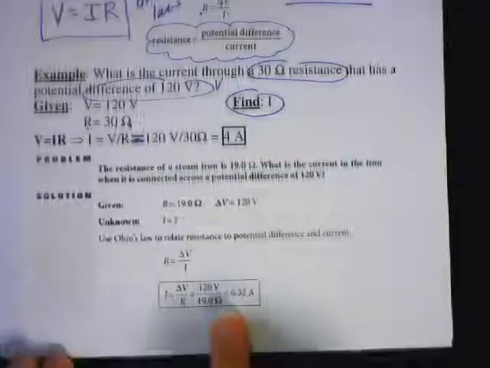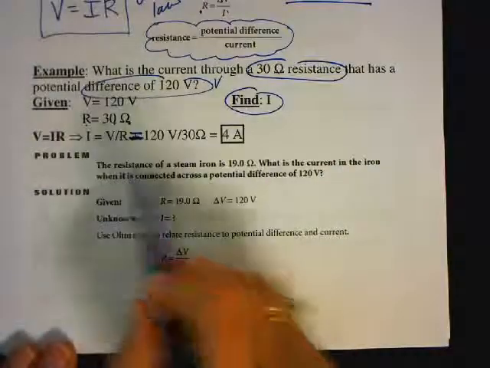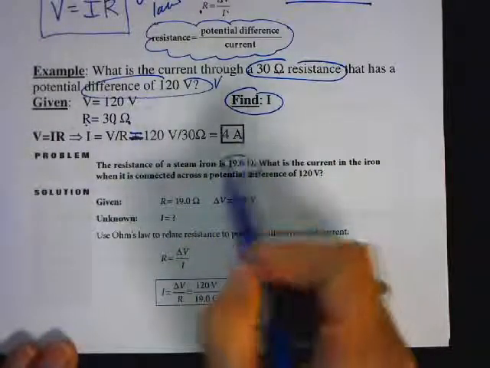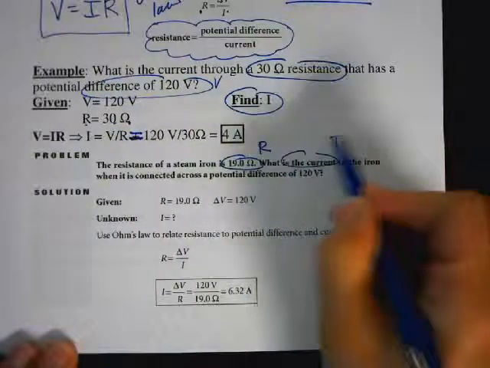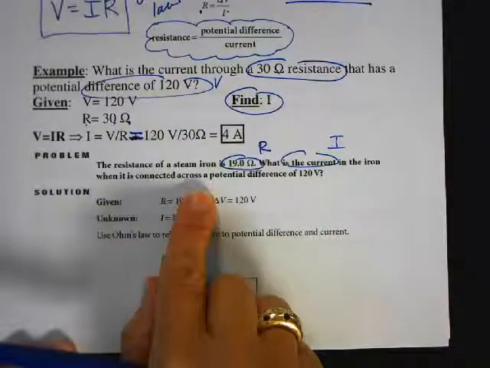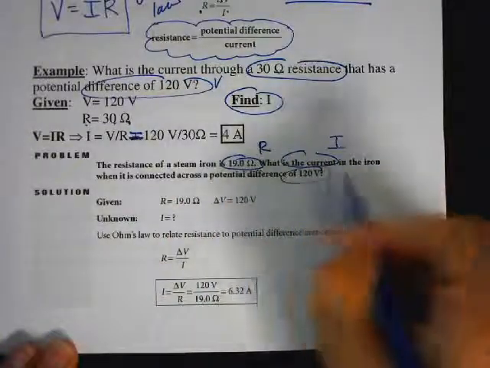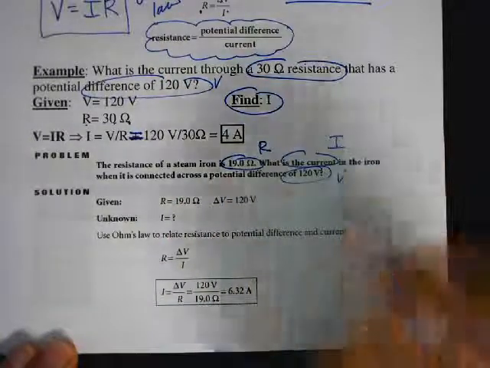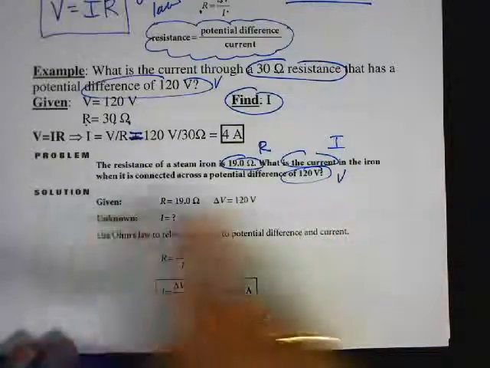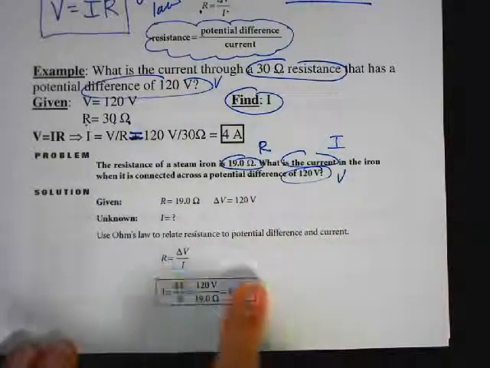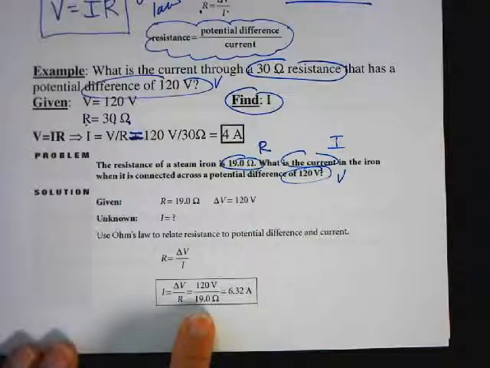Here's now an example from your book. The resistance of a steam iron, so they're going to give us R. What is the current? So I want to find I in the iron when it's connected across a potential difference of 120 volts. So we write our given, we write what we want to find, we write our basic equation, we rearrange the equation to solve for the unknown in terms of the known, and we substitute and solve.